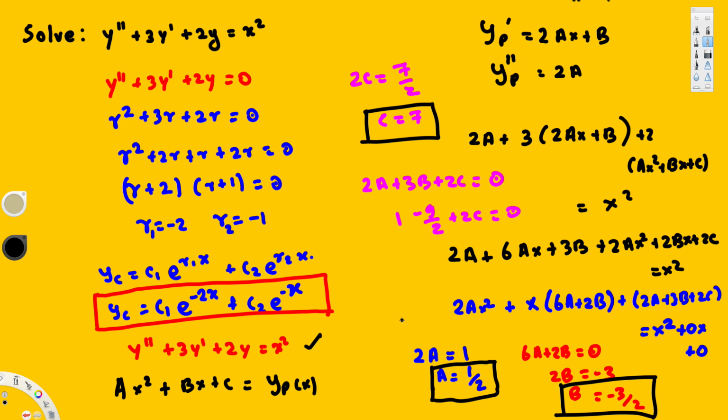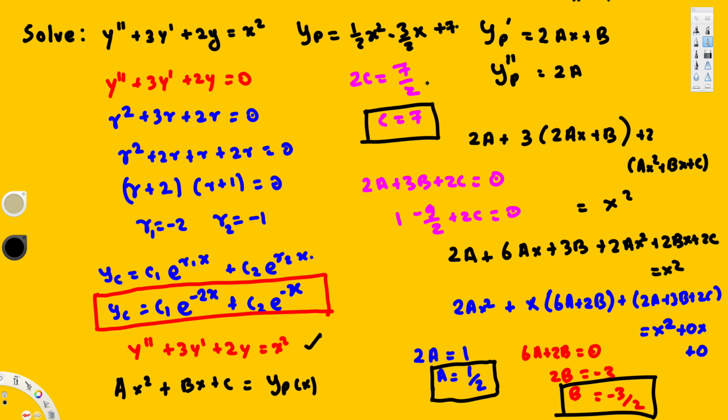Now what I'm going to do is write the particular solution. So instead of a, b, c, I'm going to replace these values. So yp, the particular solution of this differential equation, is going to be half x squared, because a is half, and then b is negative 3 by 2, so negative 3 by 2 x, and c is the constant. We found that it is equal to 7.